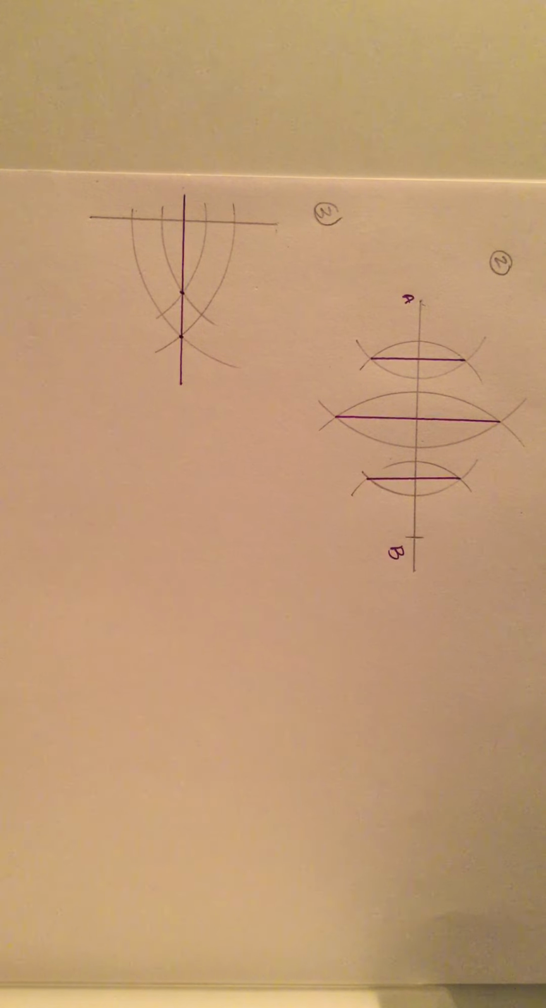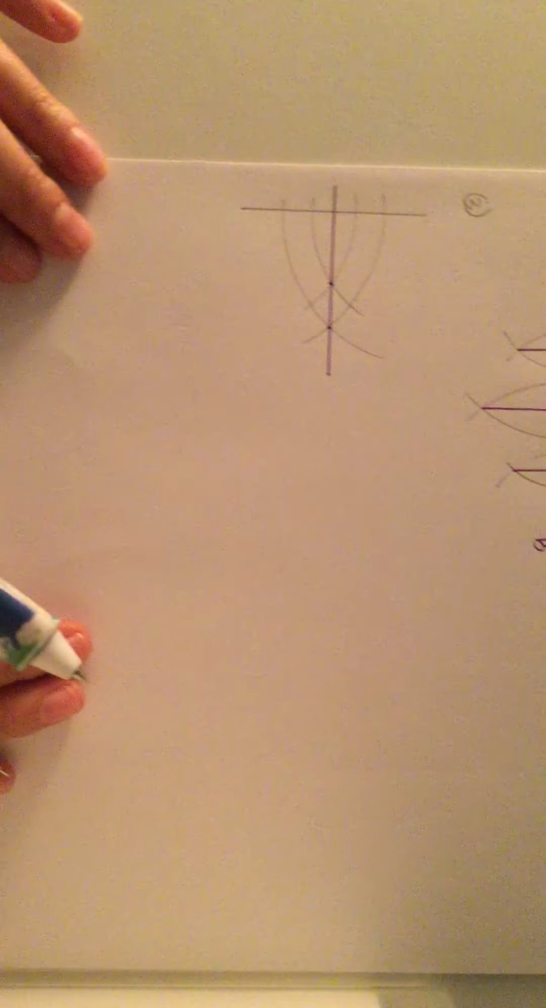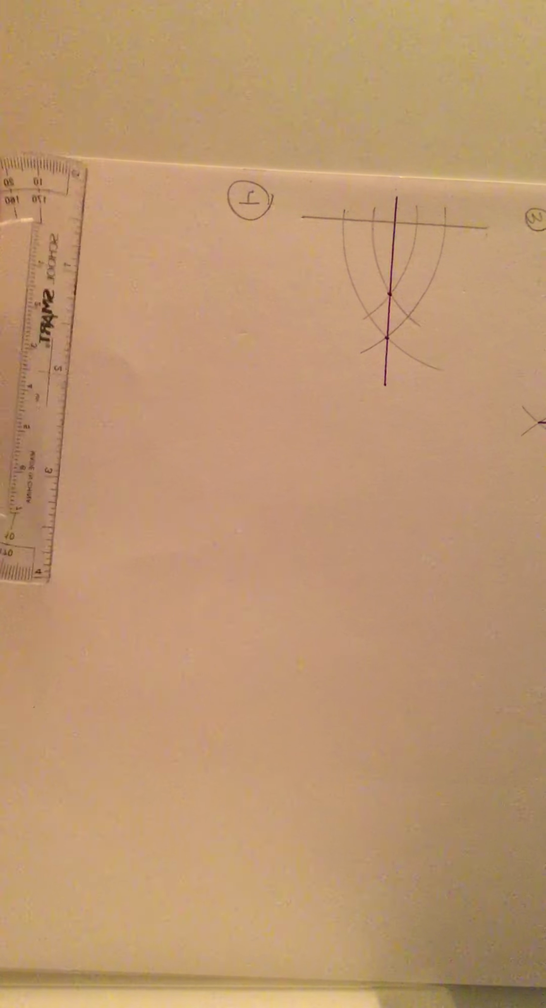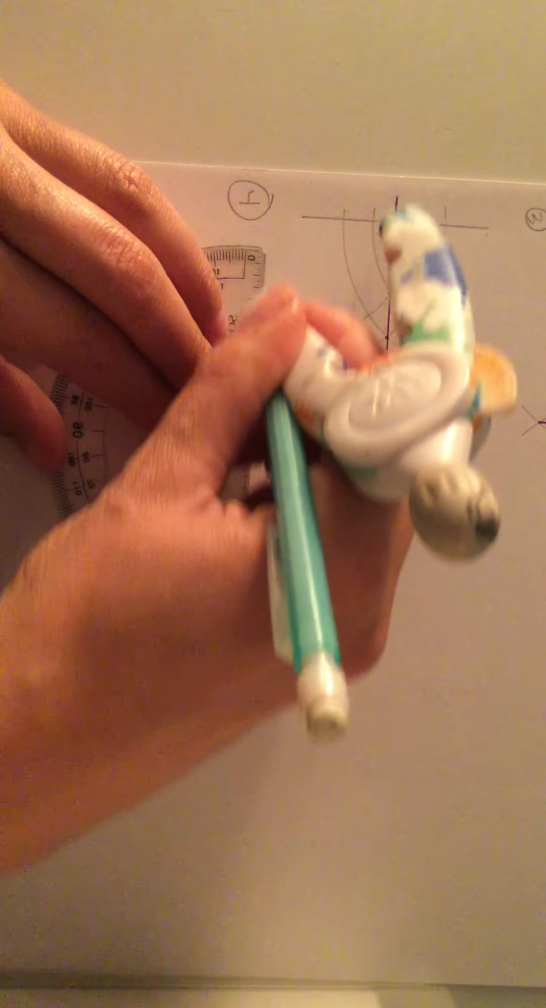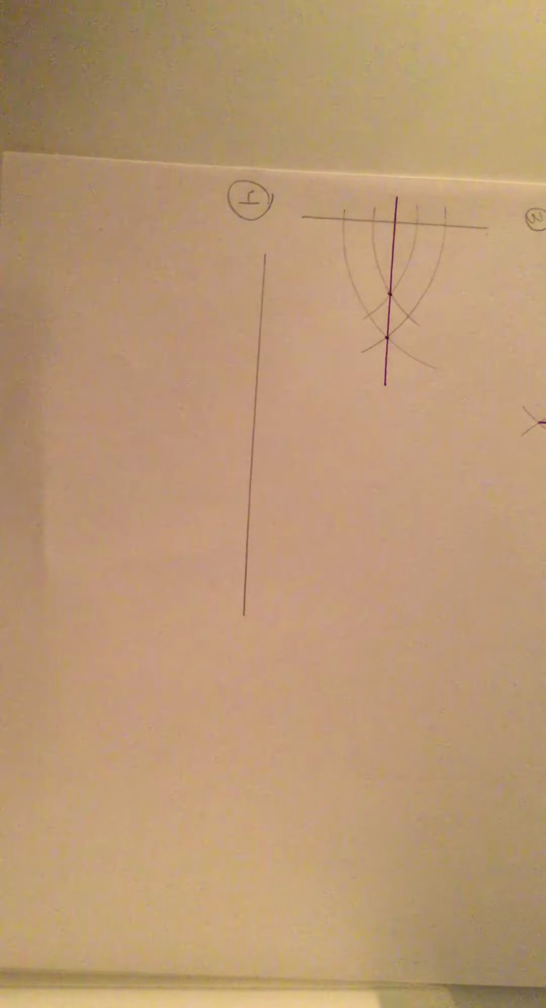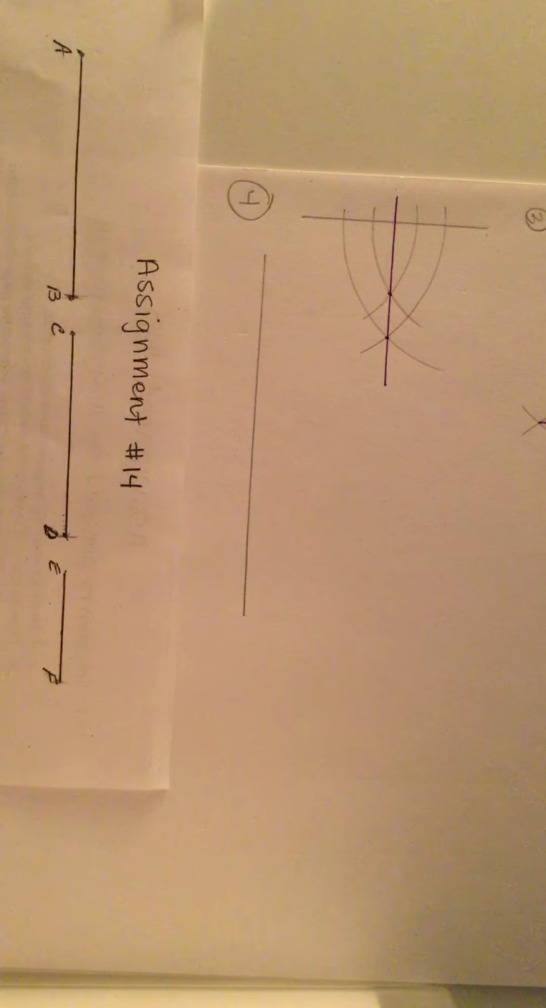All right, so for number 4, it says construct segment RP, where RP is equal to 2CD minus 1/2 AB. So for number 4, I'm going to go back to assignment number 14 and measure the length of CD.